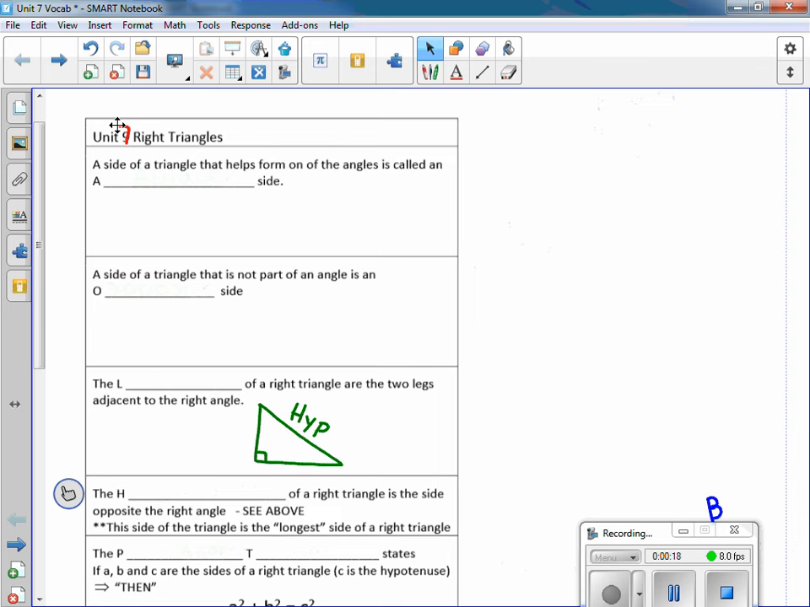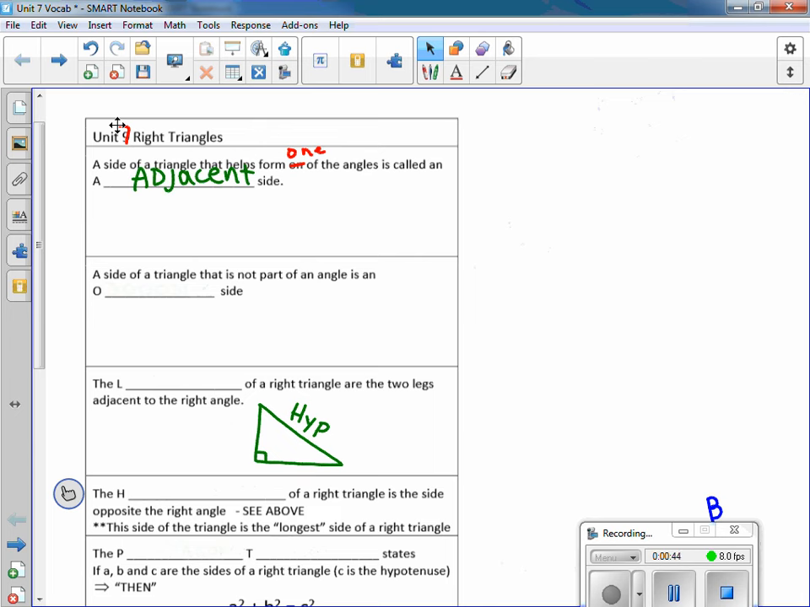Remember, you're placing your words on the back side of the sheet. If you look on the back side of the sheet, it says word and phrase. You're putting it there. Don't forget to cut your tabs so you can fold it back and forth and use them as flashcards, okay? So a side of a triangle that helps, and this is a typo here, helps form one of the angles in a triangle is called an adjacent side.